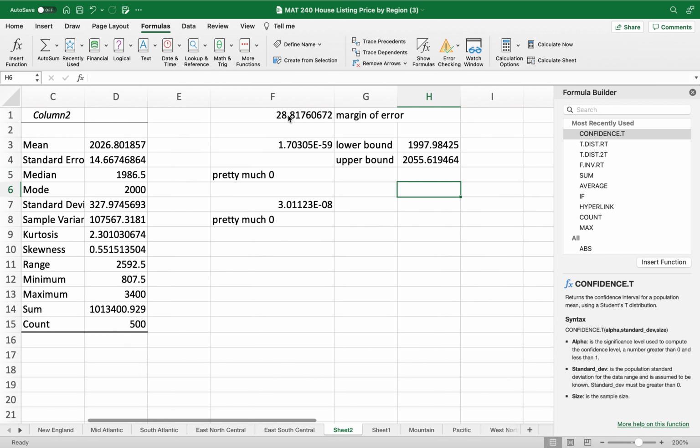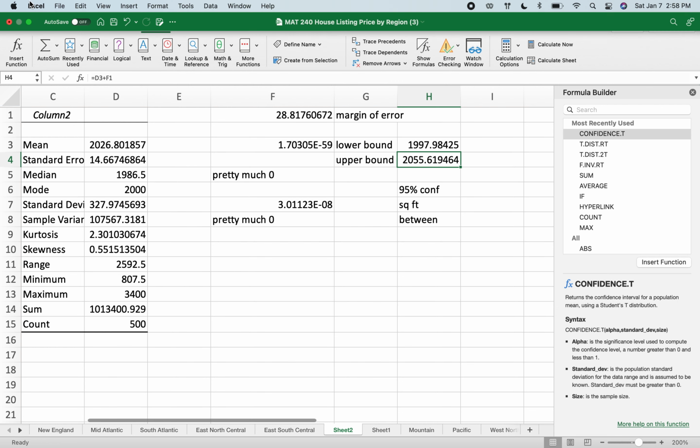Okay, so we are 95% confident that the square feet are between 1997 and 2055. Okay. Now, let's correlate that to the hypothesis test. Okay, I'm gonna round that to 1998 just when I write it up, and 2056. Let's do 55.6.